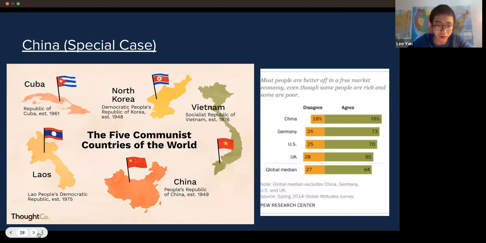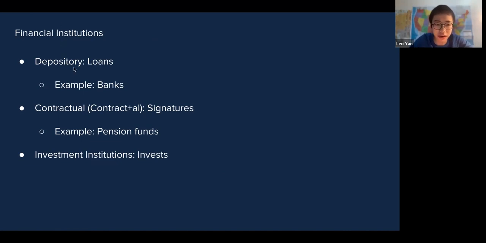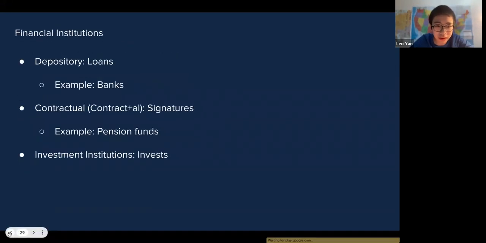Let's start by going to some financial institutions that should be present in every society. So there are three types of financial institutions in a society. The first one is a depository. A depository is basically any institution that provides loans. An example of this would be the bank.